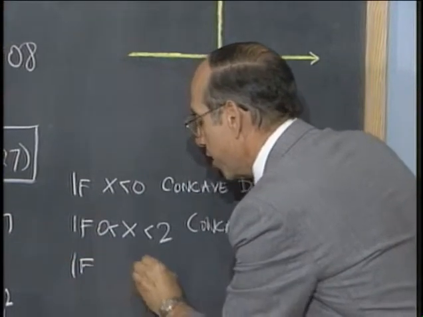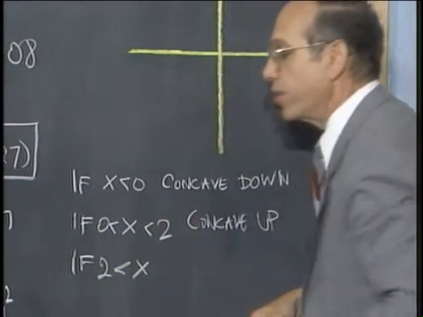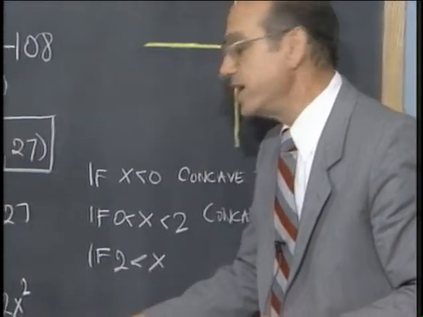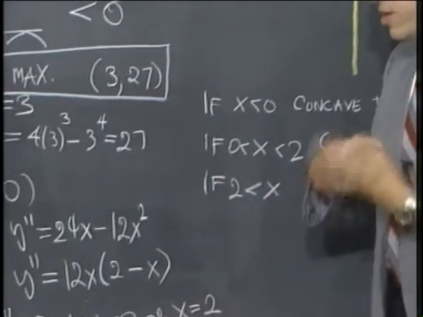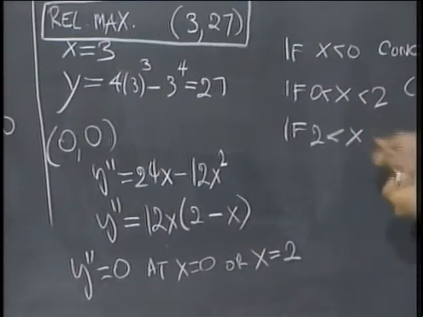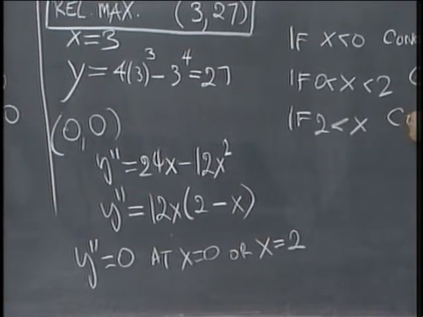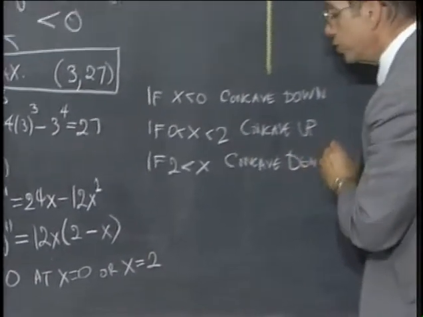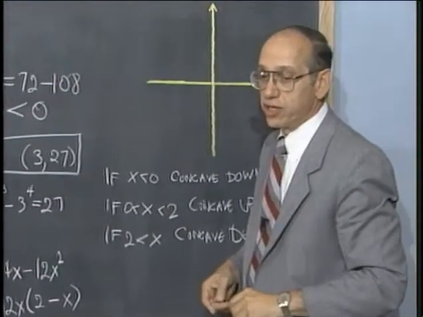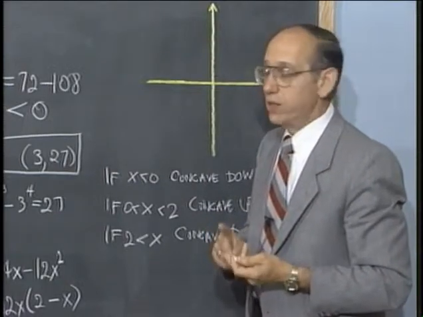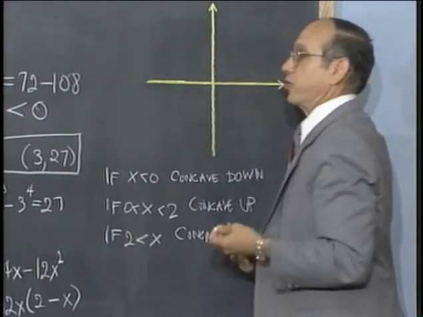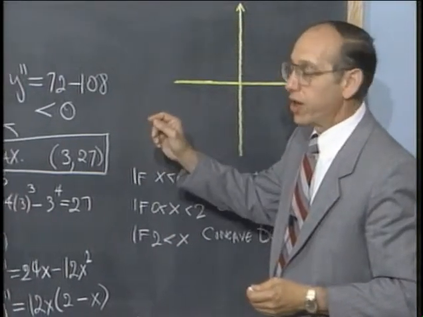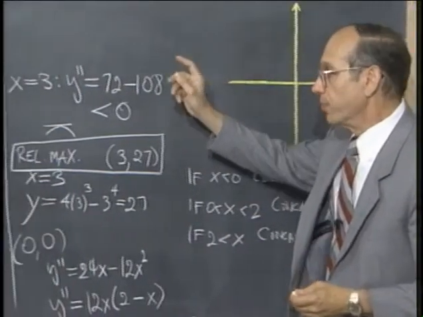If x is greater than 2, then what happens? If x is greater than 2, 12x is positive. 2 minus x becomes negative. Second derivative becomes negative, and the curve becomes concave down again, which means at x equals 2, we have a point of inflection, and let's get the y value at that point. To get the y value at x equals 2, we have to go way back to that original equation for y and substitute x equals 2.